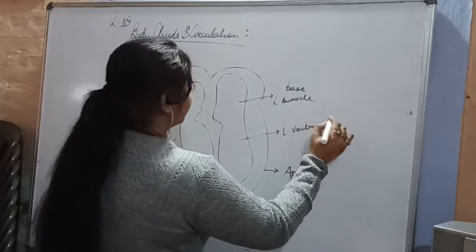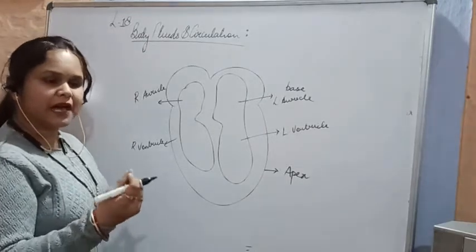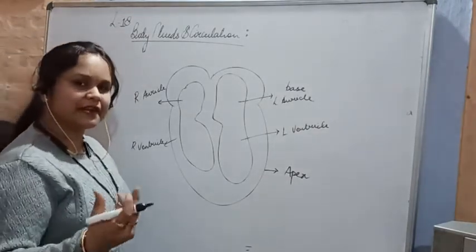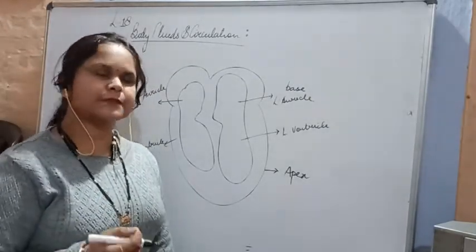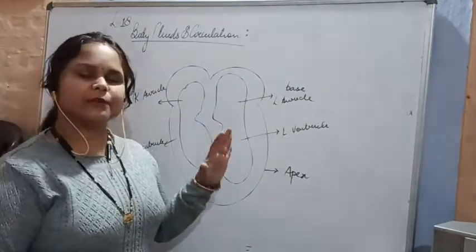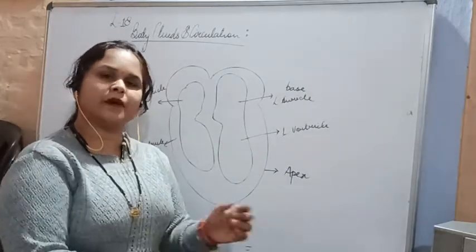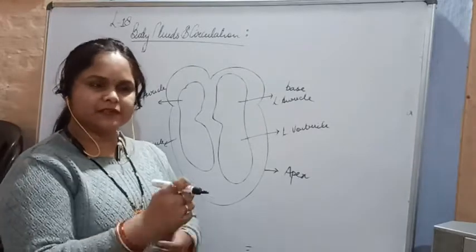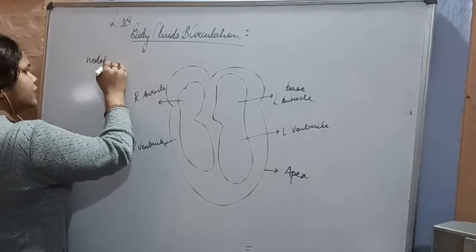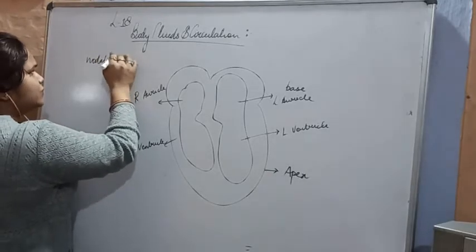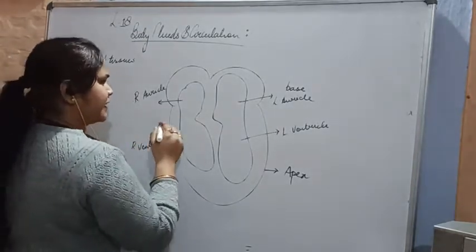Before discussing the cardiac cycle, we should know how the heart is contracting, how the heart is relaxing, and with the help of which tissue the impulse is generated. Inside the heart we have a conducting system. That conducting system is made up of muscles itself. So cardiac muscle is filled with nodal tissues. Let's check out how these nodal tissues are arranged and how they are responsible for generating the impulse.